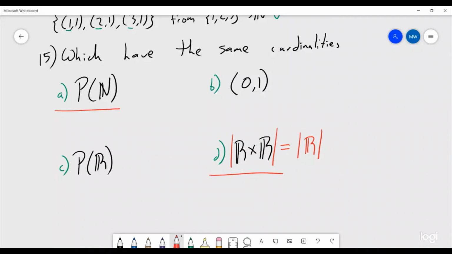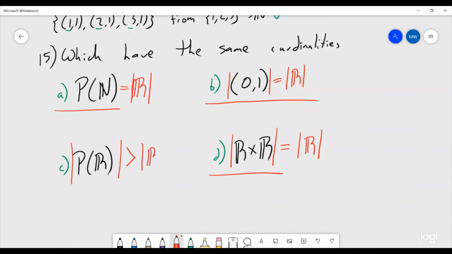I think B does. Yeah, so B also has the same cardinality. And then C doesn't because the cardinality would have to be bigger. Yeah, the cardinality of this has to be bigger than the cardinality of the real numbers. So that means that A, B, and D all have the same cardinality, but the C option does not. So that one does not have the same cardinality.